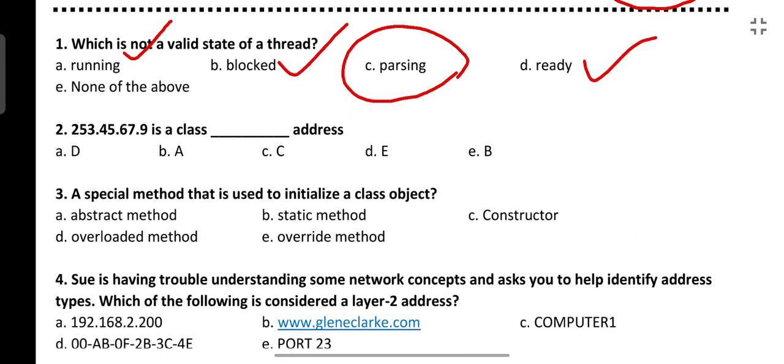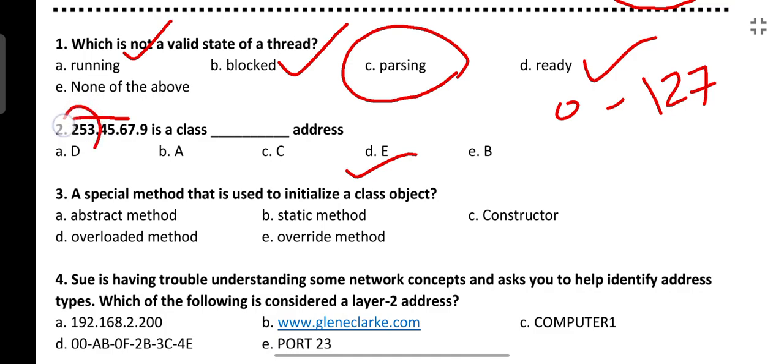Next is: 253.45.67.9 is which class of address? So this is class E of address. What is the range for class A, B, C, D, E? Class A is 0 to 127. This range we need to check in the first octet only, that is the first part only.